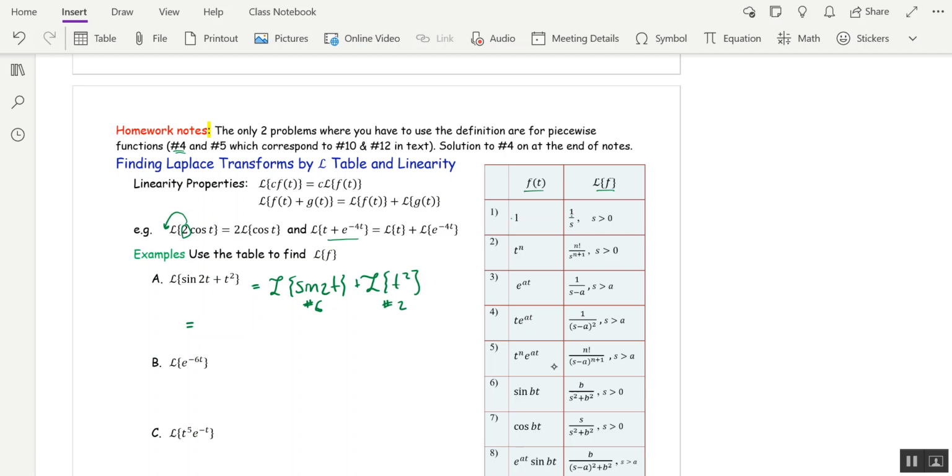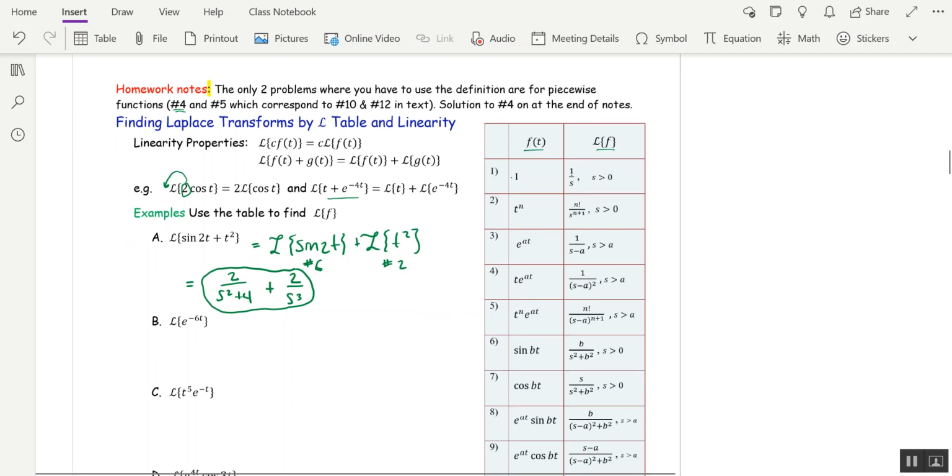Okay, so if we use formula 6 on this first part, we get 2, because that's my b, over s squared plus 4. And if we use formula 2 on this guy, 2 factorial is 2, and then s to the n plus 1. N is 2, so s cubed. That's fast. It's a lot faster than doing an integral. Okay, this next one, super easy. This is formula 3, with a equal to negative 6. So 1 over s plus 6.